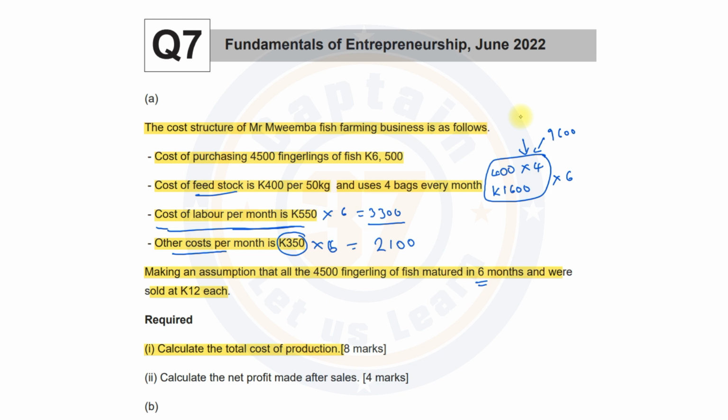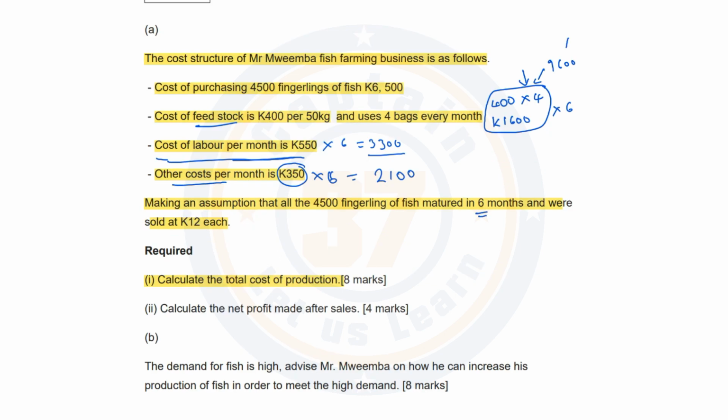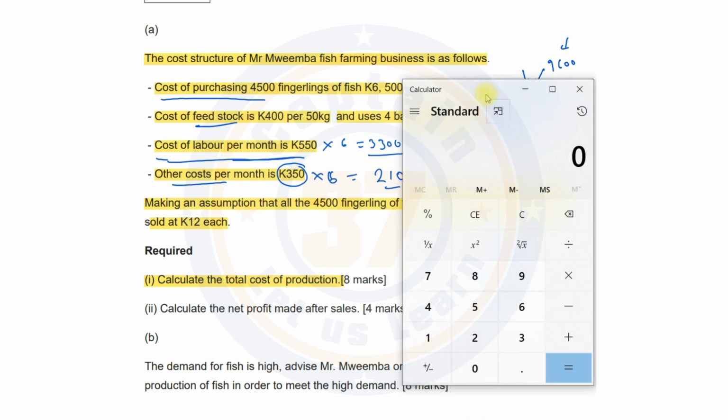The cost of production is basically all the amounts put together that we are spending to be able to produce the product that we want. The amount of money that we're putting together or spending to come up with the final product. And so with that established, let's find out how much the total cost of production is going to be. It's going to include 9,600 plus the cost of buying the fingerlings, which is 6,500, plus the cost of labor, which is 3,300, plus other costs, which is 2,100. What does this give us? It gives us our total cost of production.